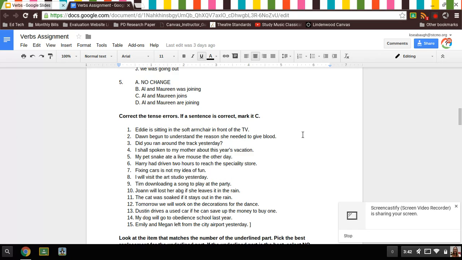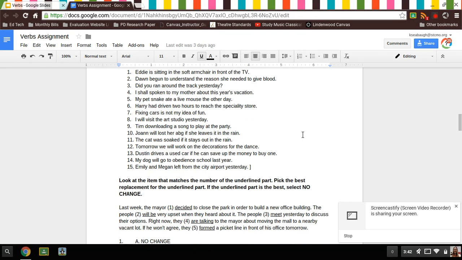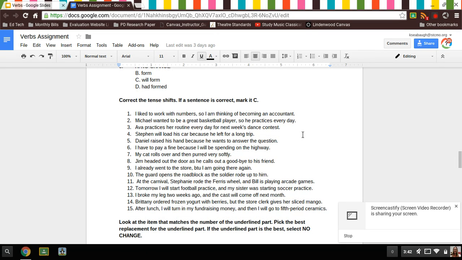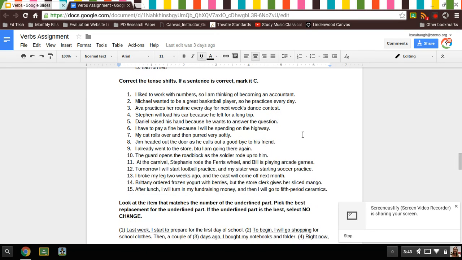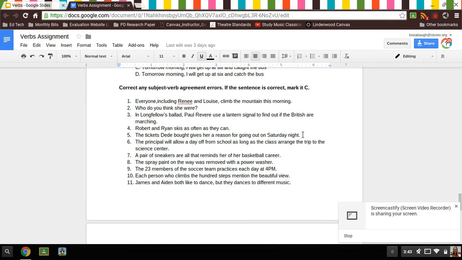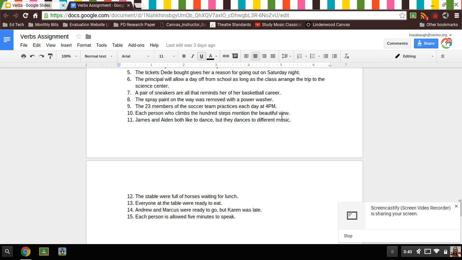Okay, then on the next section, you're going to correct any tense errors. So make sure that, if it is necessary, they are all in the same tense if they are occurring at the same time. If the sentence is correct, then mark it C. Then you have another ACT style section. Then again, you have another tense shift section and another ACT style section. Then you have a subject-verb agreement errors section, so you're going to look and correct any subject-verb agreement errors, and if it's correct, mark C.